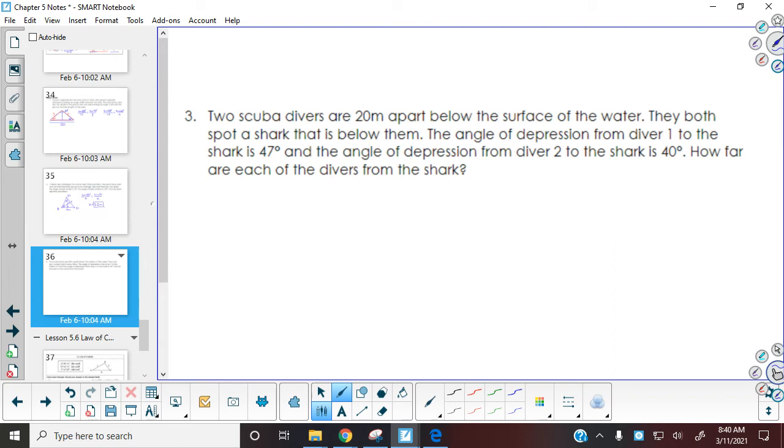Okay, so this one, two scuba divers are 20 meters apart below the surface of the water. They both spot a shark that's below them. So to start off, we've got scuba diver A, scuba diver B. This part is 20 meters. They both spot a shark. This is my shark. You got the shark. He's got that little fin there.